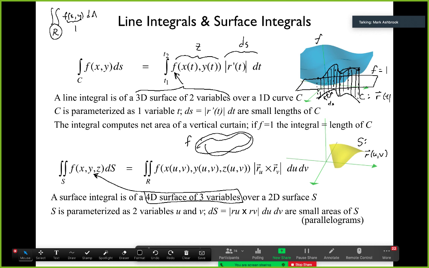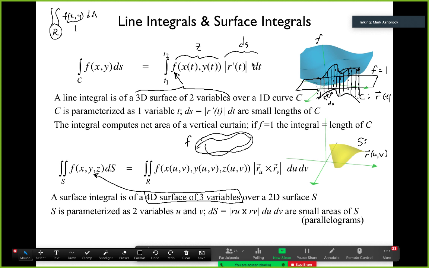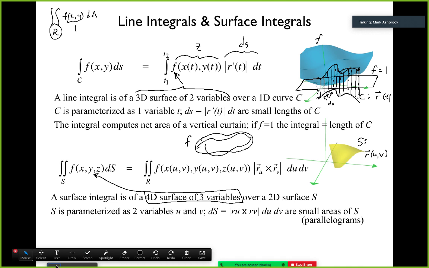All right. So S is parameterized as 2 variables, and so just like we said, ds before were little line segments along the curve. Now this is d big S. Instead of 1-dimensional line segments, now we have little 2-dimensional elements that are defining the surface. So little segments defining little lengths defining the curve, little elements defining the surface.